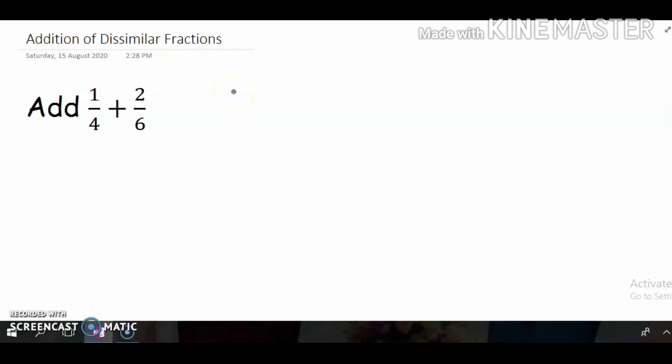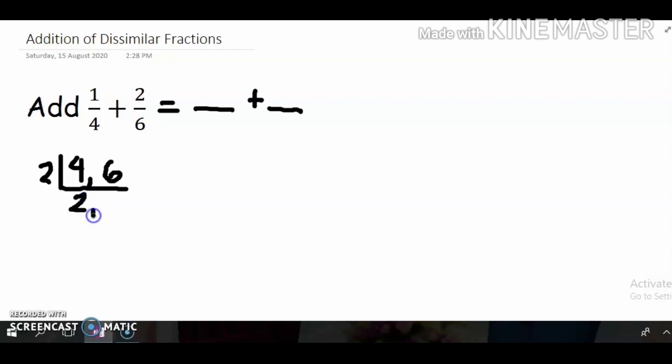Okay, so let's now have this example. Add 1/4 plus 2 over 6. So since they are the similar fraction, the first step is to get their LCD. So paano? Gamit tayo ng continuous division. 4 and 6, the denominators. Then think of a number na we can divide 4 and 6. So we can divide them by 2.